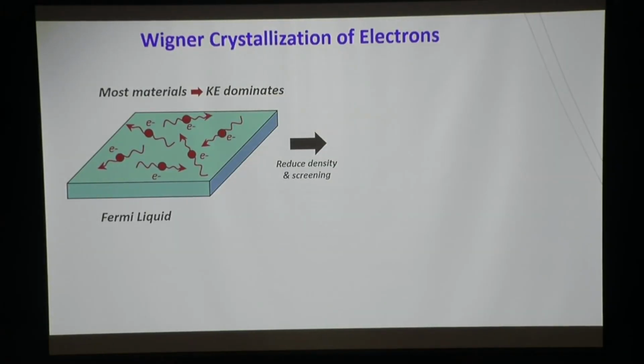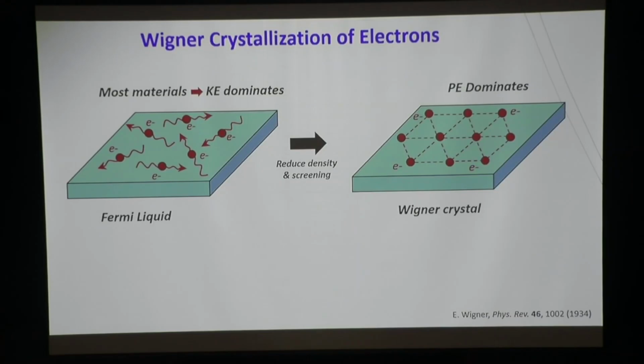However, if you work hard and reduce the density of the electrons and reduce the screening, then you can engineer your two-dimensional system such that the potential energy of the electrons dominates. And when I say potential energy, what I mean is the Coulomb repulsion between electrons. If that Coulomb repulsion is so strong, then the electrons don't have enough energy to move around, so they stabilize into a lattice, a triangular lattice that we call a Wigner crystal. And we call it that because Wigner was the first person to predict this back in 1934.